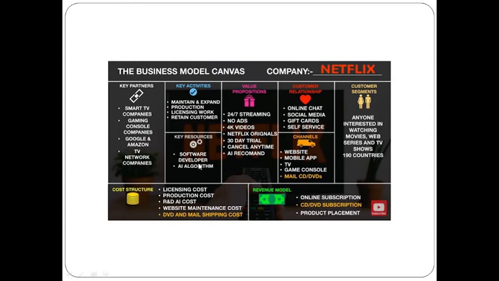Then the key resources, mainly software development. You have the R&D department, which is continuously working on its AI algorithm. Then you have the key activities. You need to maintain and expand the production. Licensing work has to be maintained. You have to retain the customer and so on. Then there are different key partners with Netflix: smart TV companies, gaming console companies, Google, Amazon, TV network companies and so on. And the last is the cost structure. All these parameters will define the final cost structure of Netflix.